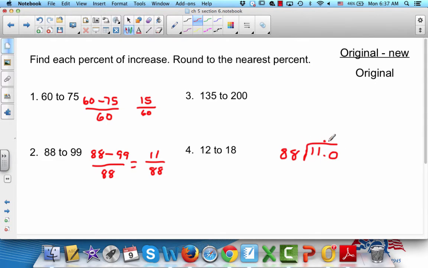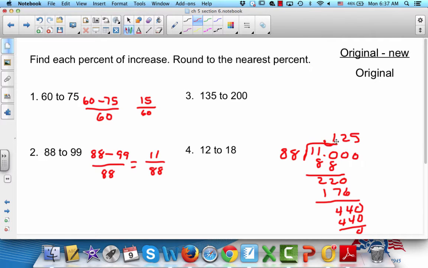Okay, 88 goes into 110 one time. 1 times 88 is 88. That leaves you with 22. Bring down a 0. 88 goes into 220 two times. 2 times 88 is 176, with 44 left over, bring down another 0. 88 goes into 440 5 times. 5 times 88 is 440, and we have a remainder of 0.